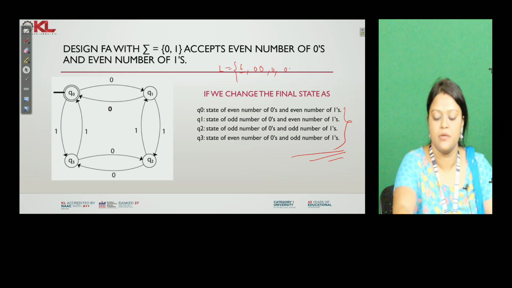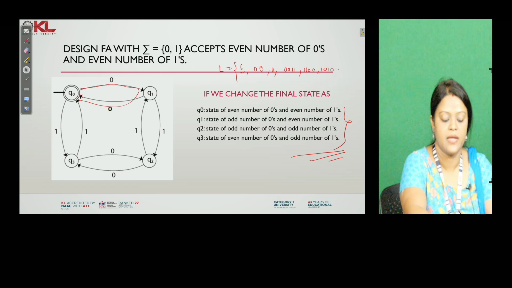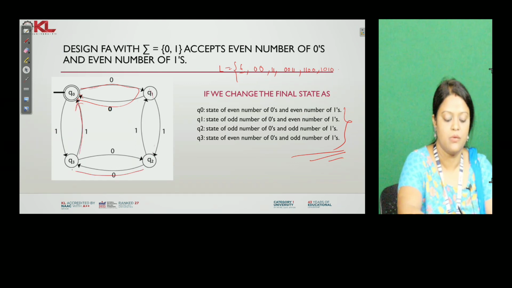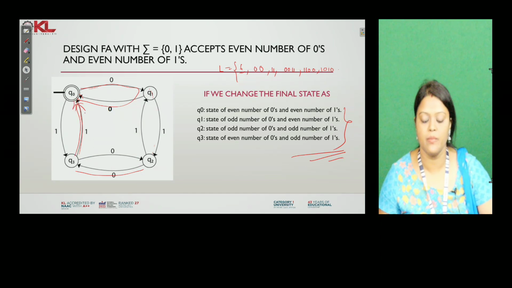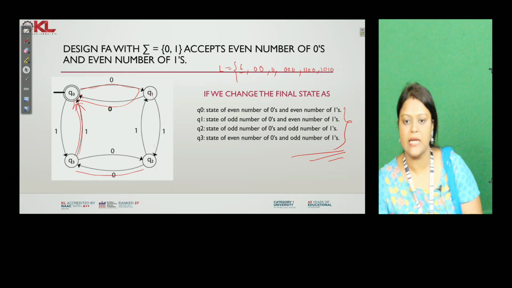It can accept 0 0 1 1. It can also accept 1 1 and 0 0. It can accept 1 0 1 0. So if we check by this diagram, it can accept 0 and 0, it can accept 1 and 1, it can accept 0 1 0 and 1. So any combination with an even number of zeros and an even number of ones, this diagram can accept.